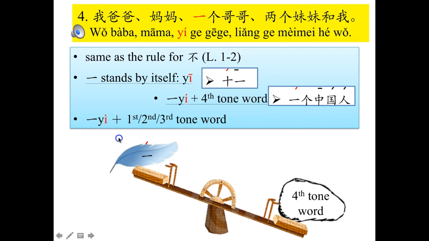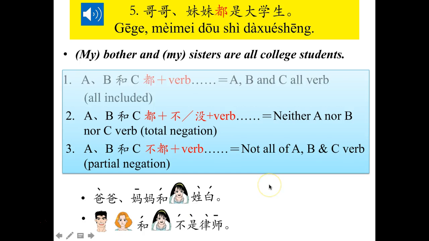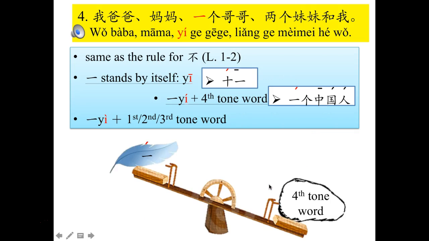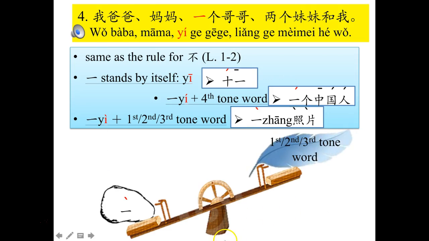Now, when 一 goes before a word that is first tone, second tone, or third tone, you may use a fourth tone for 一 as the pronunciation. So in this case, for example, 一张照片, 张 is first tone, so it's lighter. So you can use 一 as a fourth tone here. 一张照片, 一 is fourth tone.